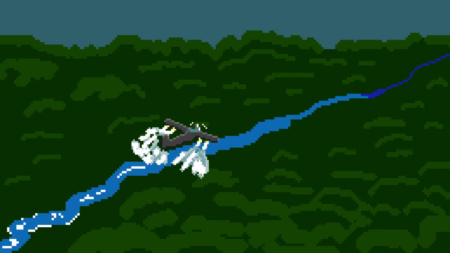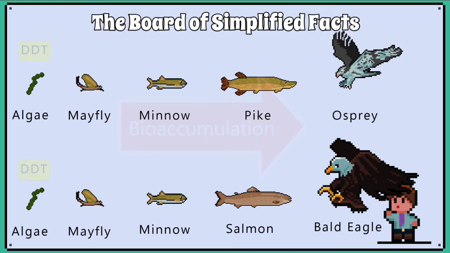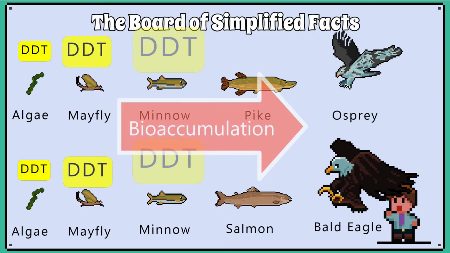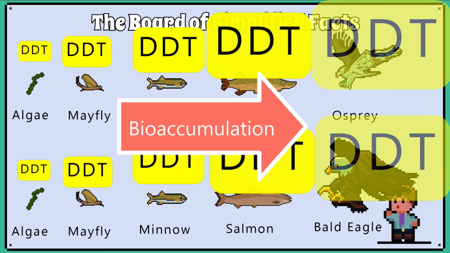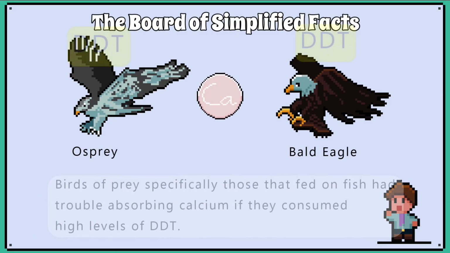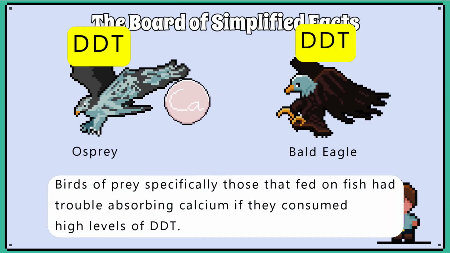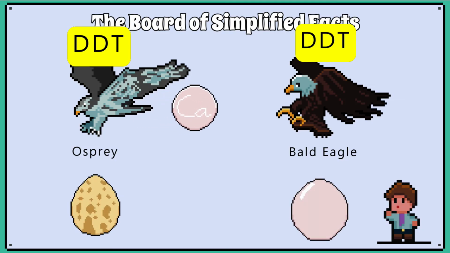Once DDT entered waterways and the food chains, it bioaccumulated, just in the same way as mercury did. Birds of prey, specifically those that fed on fish, had trouble absorbing calcium if they consumed high levels of DDT. This meant they had fertility issues.